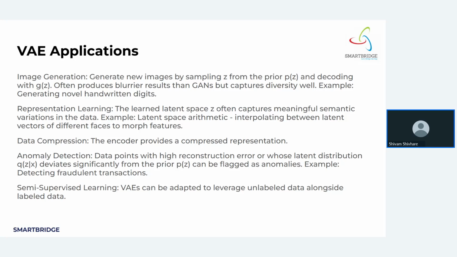Semi-supervised learning. Variational autoencoders can leverage unlabeled data alongside labeled data. It can do both things. You can give unlabeled and labeled data, so it can manage semi-supervised learning too. Okay.